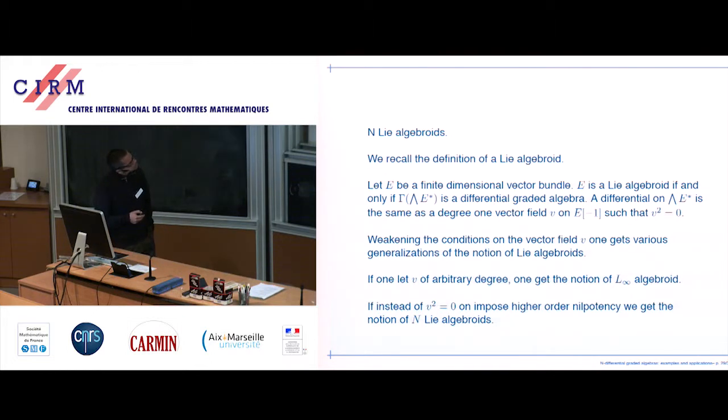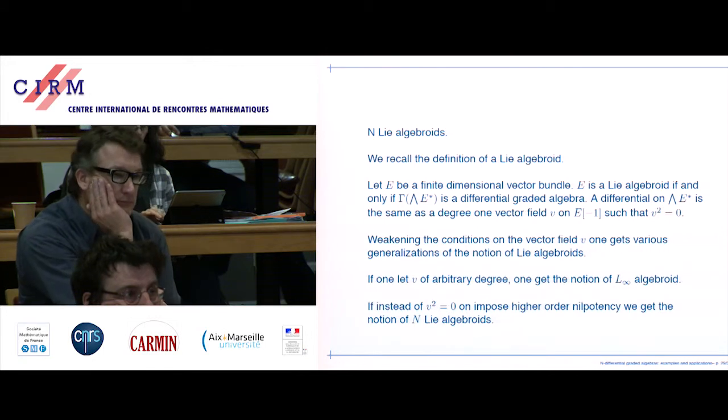It can also be defined, equivalently, as a degree 1 vector field on this manifold when you change the degree of the fibers. You put a degree -1 on the fibers. And this should be a vector field with the property that b squared is equal to 0.